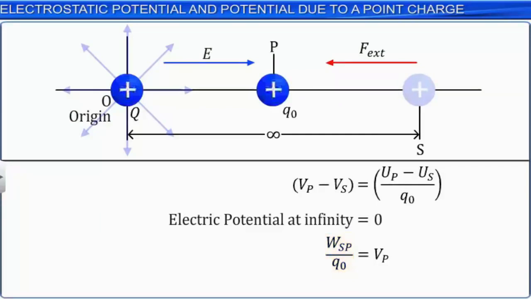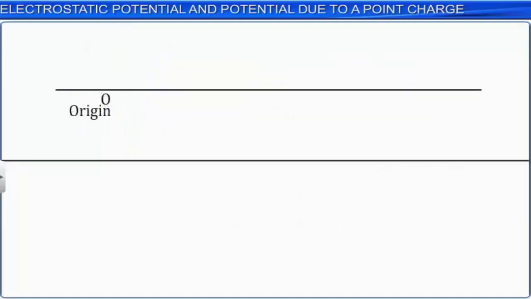The electric potential V at any point in the electric field of a charge configuration is equal to the work done to bring a unit positive charge from infinity to that point in the electric field. Let us obtain an expression for the electric potential V at a point in the electric field of a point charge Q at the origin using the definition of the electric potential V at a point in the electric field of a static charge configuration.